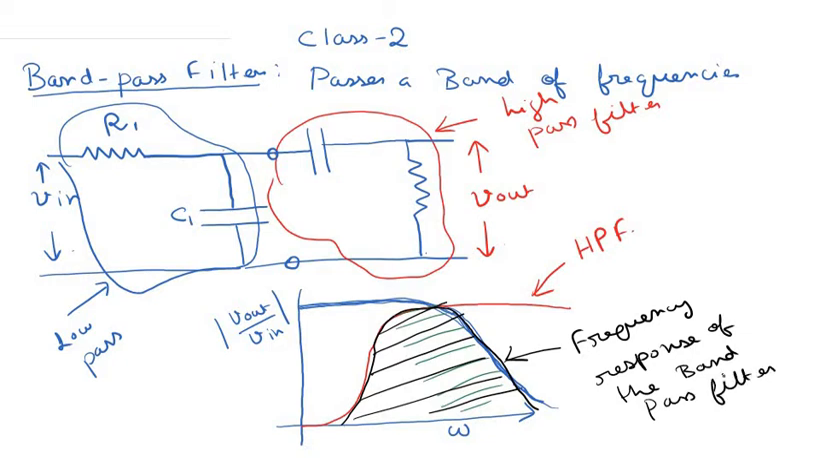So what does the low pass filter do? The low pass filter basically rejects the high frequency components. So at the output of the low pass filter we only have low to medium frequency components, and then at the output we cascade one high pass filter here, that is this one. And the high pass filter basically filters out the low frequency component of the output that has appeared over here.